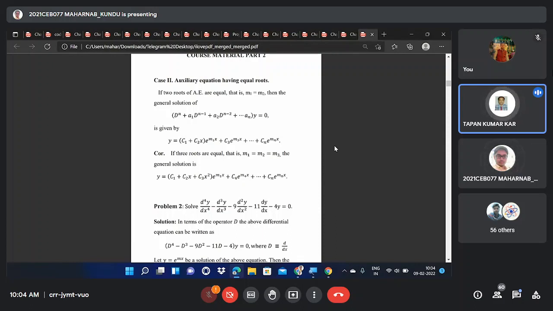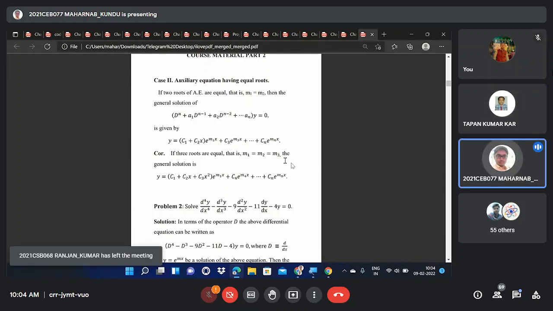Okay. Since e to the power m1x and x e to the power m1x both are solutions, therefore the general solution is c1 e to the power mx plus c2 x e to the power mx. And then if three roots are equal, then x square e to the power m1x is also a solution.